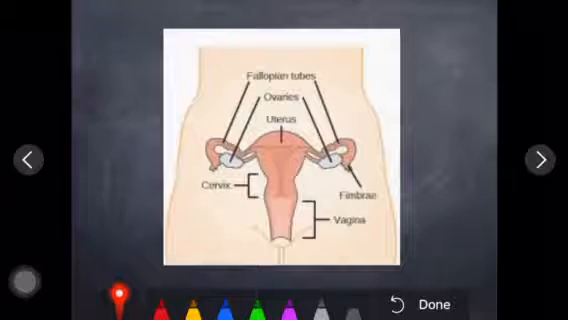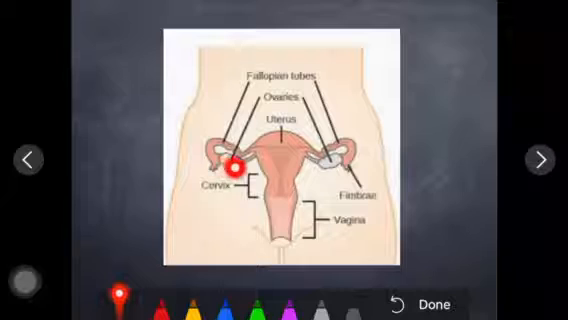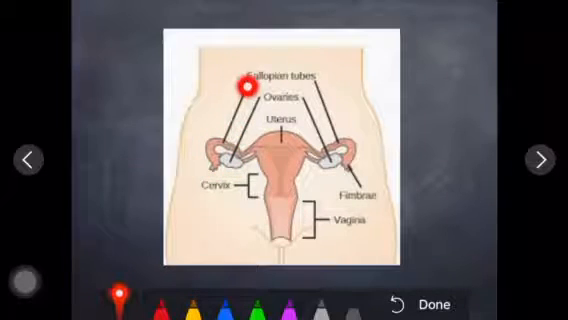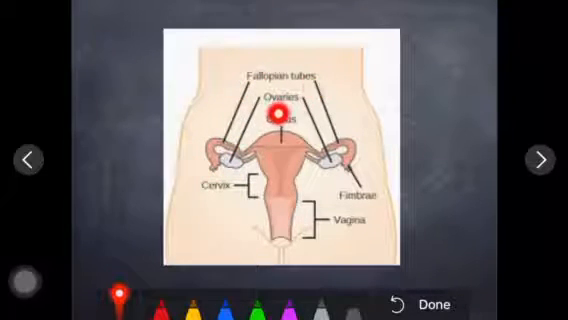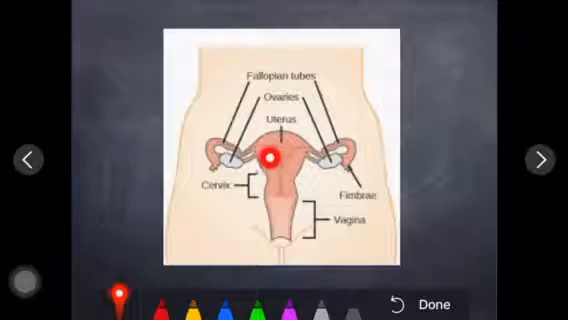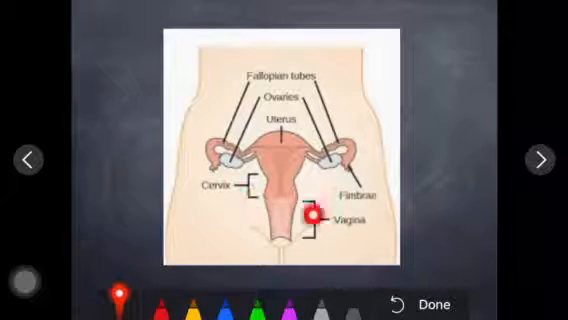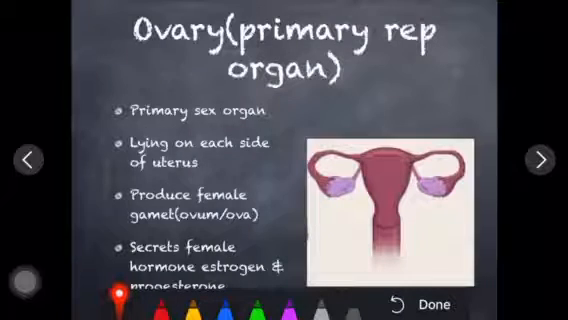Here is a diagram where I have labeled everything, so you can easily recognize it. Like, a pair of ovaries are there, then they extend into tubes which are called fallopian tubes, and then they open into the middle structure called the uterus, and the womb structure is the uterine cavity. Then it opens into the cervix, and then the vaginal passage is there. So see, the first primary reproductive organ is the ovary. So let us discuss the ovary.